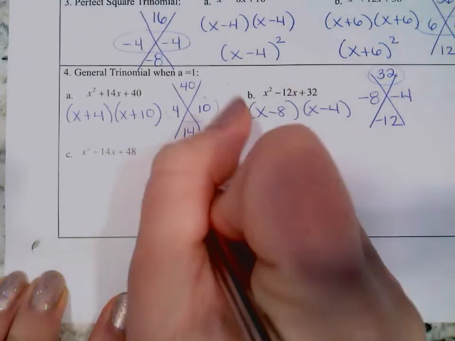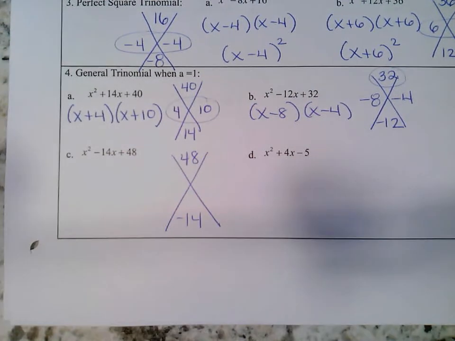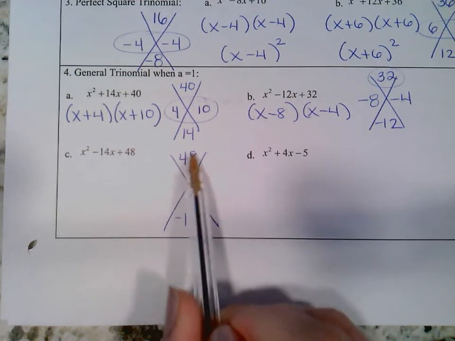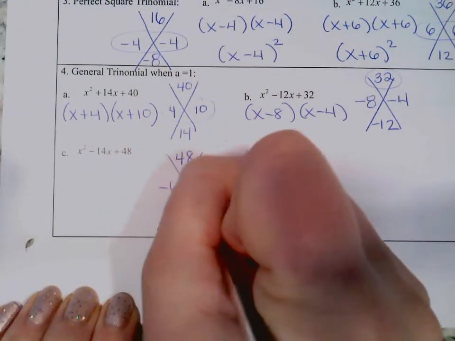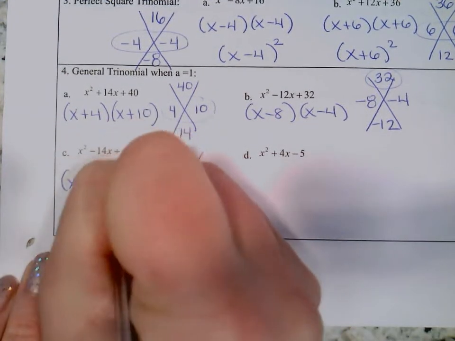So on this one, I'm looking for the factors of positive 48 that add up to negative 14. So again, I'm looking for two negative numbers that will multiply to a positive. So let's see, 6 times 8 is 48, right? So negative 6 times negative 8 would give me positive 48.